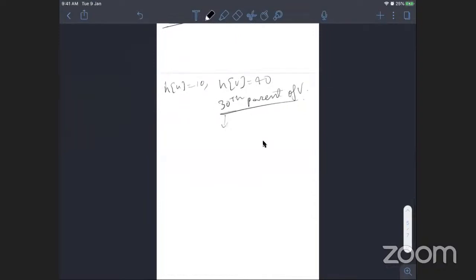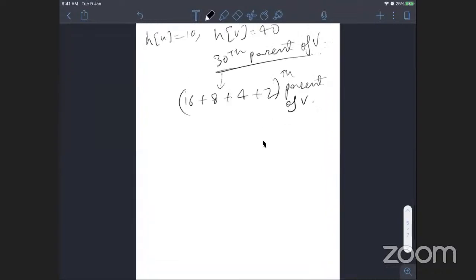Notice that to find the 30th parent of V, I'm trying to break it into powers of 2. So what is 30? 30 is 16 plus 8 plus 4 plus 2, I think. 24, 28, 30. Yeah. So this much parent of V is what I'm trying to find, right? And I can say, I know what's the 16th parent of V. Okay, now comes the magical part. In the tree, originally, we were just maintaining the parents, right?